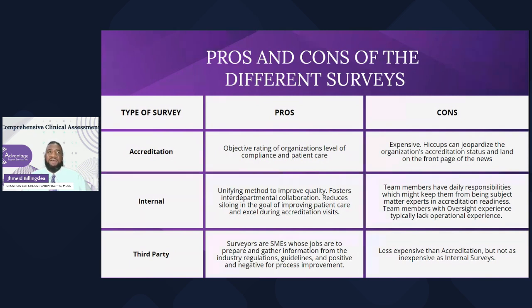Internal, this is my favorite. It's a unifying method to improve quality. It fosters interdepartmental collaboration, reduces the siloing in the goal of improving patient care, and it helps you excel during accreditation visits. One of the cons of doing internal surveys is that all these team members have other jobs and daily responsibilities, and that might be a barrier to them becoming a subject matter expert, like deep diving into the standards, the regulations, and the guidelines, right? Because if you reference any of these in your policy, then you have to make sure that you're in line with all those.